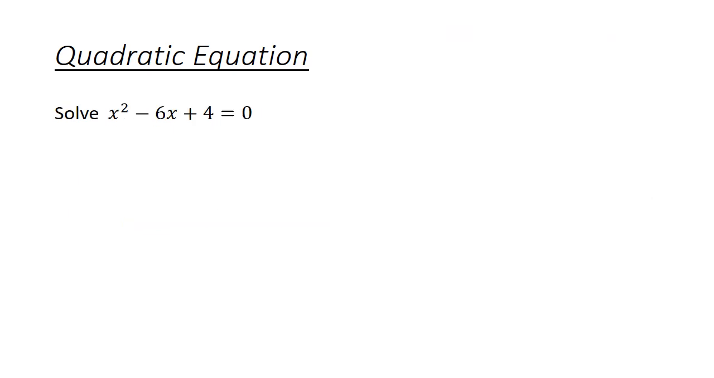Let's begin. Suppose you want to solve this equation, x squared minus 6x plus 4 equals 0. The first step is to compare it with x squared minus bx plus c to determine the value of b and the value of c. Take note that in this example, b equals 6 and c equals 4.